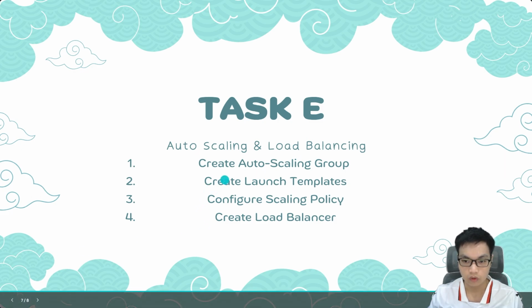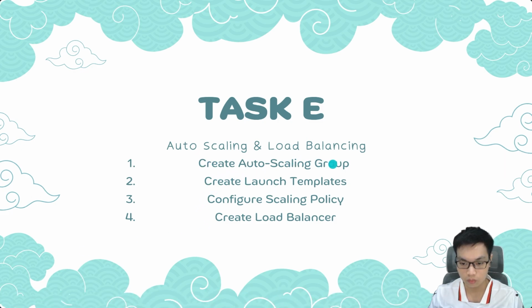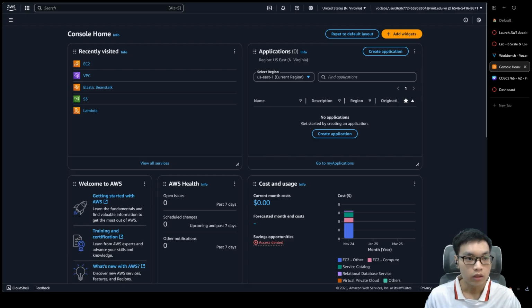So the subtask for this task is to create an auto-scaling group. We will then create launch templates, so each time auto-scaling kicks in, it knows what we want to configure the EC2 instance with. And then we will configure the scaling policy, how we will determine when to scale up or down. And then finally, we will create a load balancer to balance the load between the EC2 instances in our auto-scaling group.